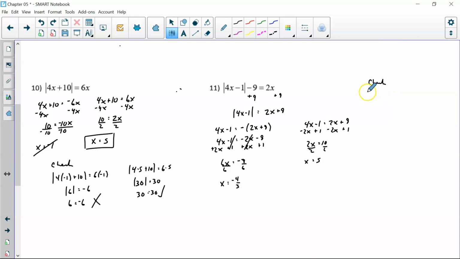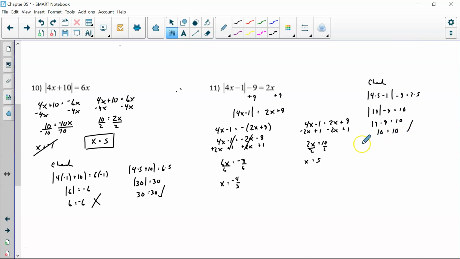So the 5 is a little bit easier. I'll check that one first. 4 times 5 minus 1, the absolute value of that, minus 9 equals 2 times 5. So now the absolute value of 4 times 5 is 20, minus 1 is 19. Absolute value of 19 minus 9 equals 10. So you get 19 minus 9 equals 10. 10 equals 10. That one's good.